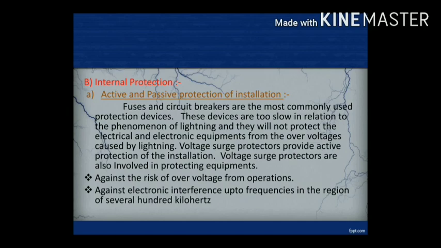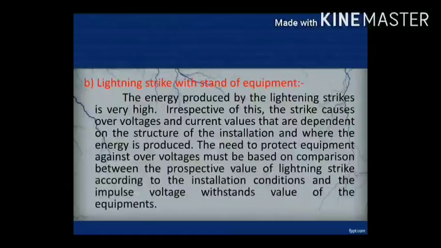In that, second one is lightning strike withstand of equipment. The energy produced by the lightning strike is very high. Irrespective of this, the strike causes overvoltage and current values that are dependent on the structure of the installation and where the energy is produced. The need to protect equipment against overvoltage must be based on a comparison between the prospective value of the lightning strike according to the installation conditions and the impulse voltage withstand value of the equipment.